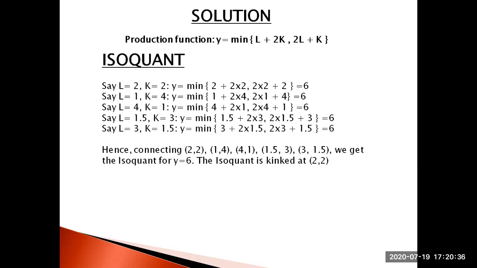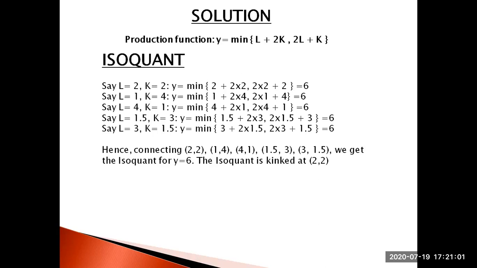Similarly, for L equal to 1 unit and K equal to 4 units, my production function gives me 6 units of output. Again, if you put 4 units of labor and 1 unit of capital into the production function, you again get 6 units of output. The same output is received if I put 1.5 units of labor and 3 units of capital, or 3 units of labor and 1.5 units of capital.